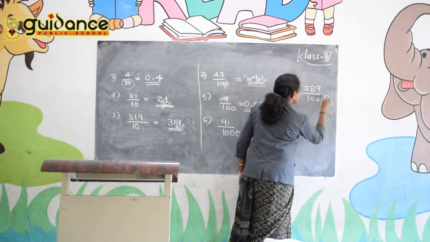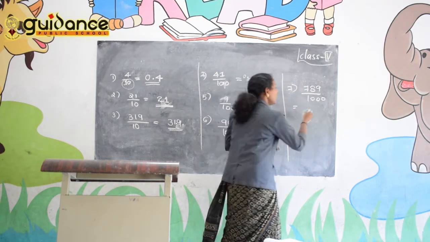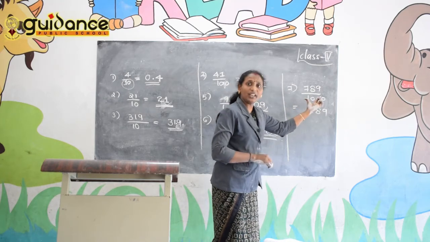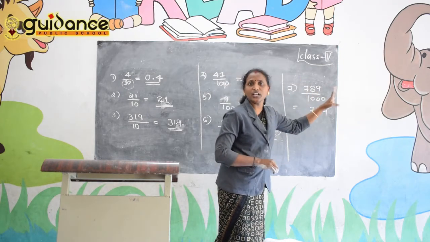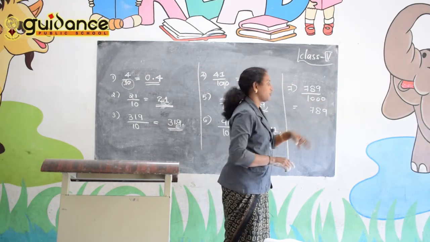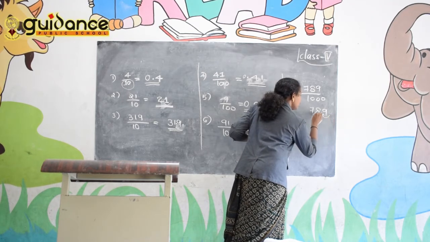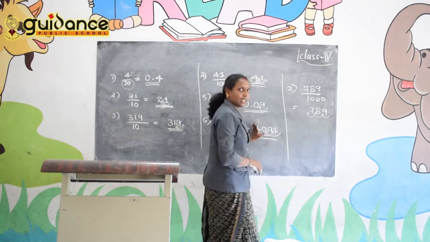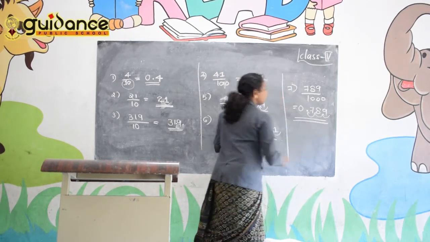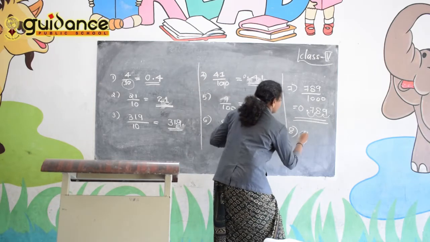Then question number 7. 789 by 1000. The denominator has three zeros. What is our answer? First we have to write the numerator, then look at the denominator. The denominator has three zeros, so we move to the left and put the decimal point. Move three places: 1, 2 and 3. That means we put the point here and write 0 after. Okay.